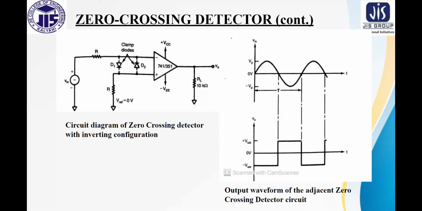So just give the heading of zero crossing detector, and draw the diagram and the waveform both. Zero crossing detector is very important for your exam. It will be a question of 5 to 7 marks. So draw the diagram and the waveform both. Give the heading zero crossing detector and draw the circuit diagram and the waveform.